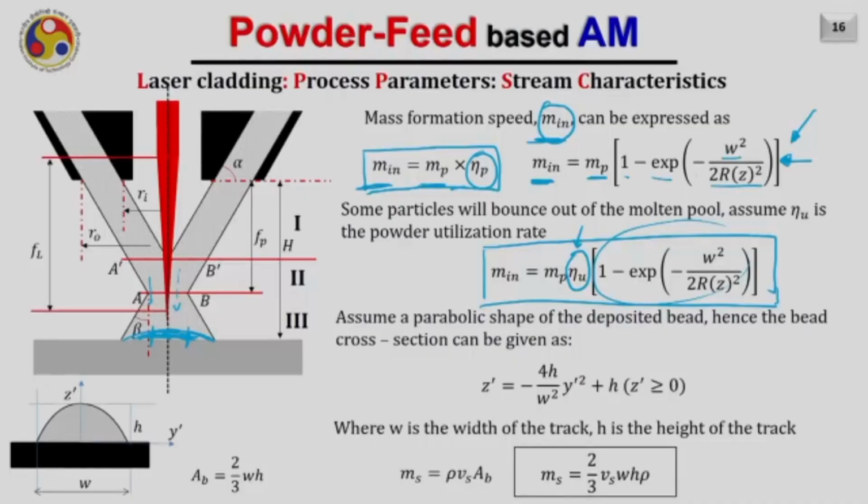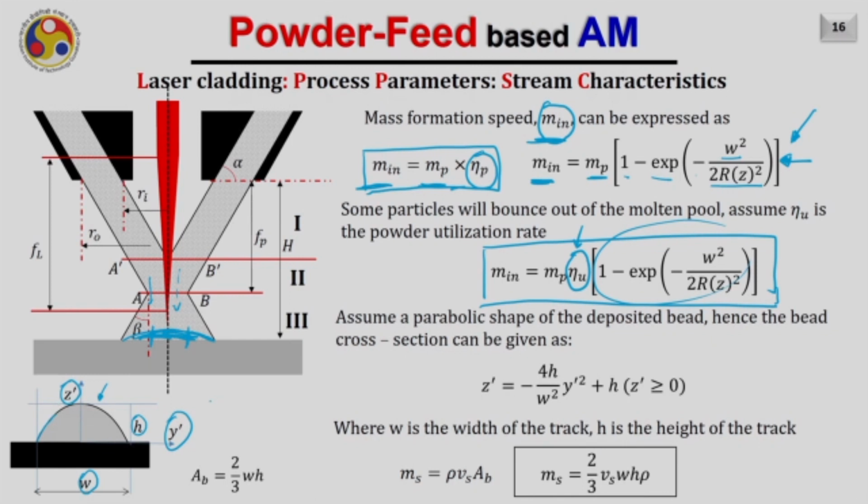So let us assume that the bead cross section follows a parabola shape. This we have already considered in the case of worm also. That is why we are considering the same thing here as well. We are considering the shape of the bead as a parabola. So this axis I am considering to be y dash, and this axis is z dash. The width of the bead is w and the height of the bead is h.